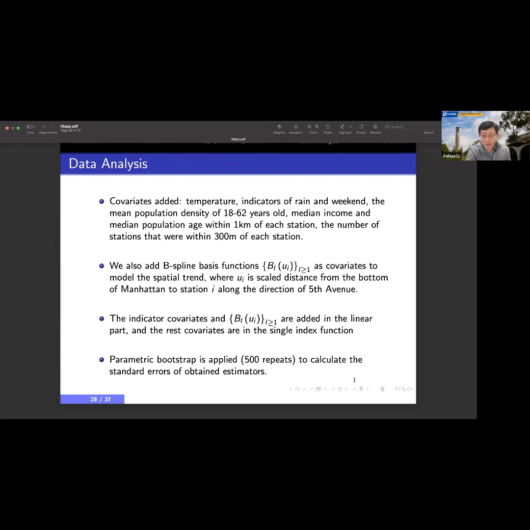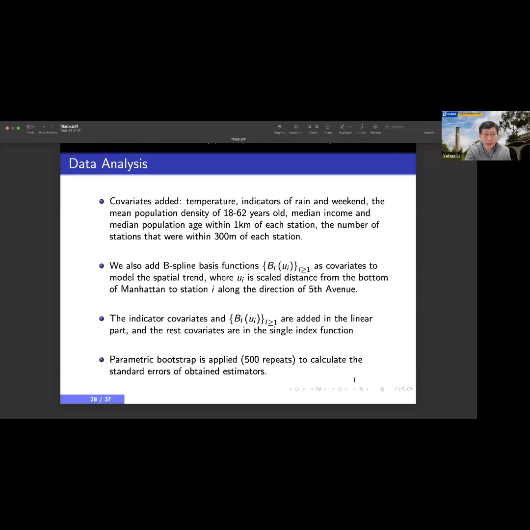What's surprising is we went through a first round of review at JASA, and one of the referees asked, you got a very specific application. Why didn't you send the paper to JASA Applications and Case Studies? After all the theory we presented, that's a very amusing comment. So let me jump to the data analysis part. Try to wrap it up really quickly.